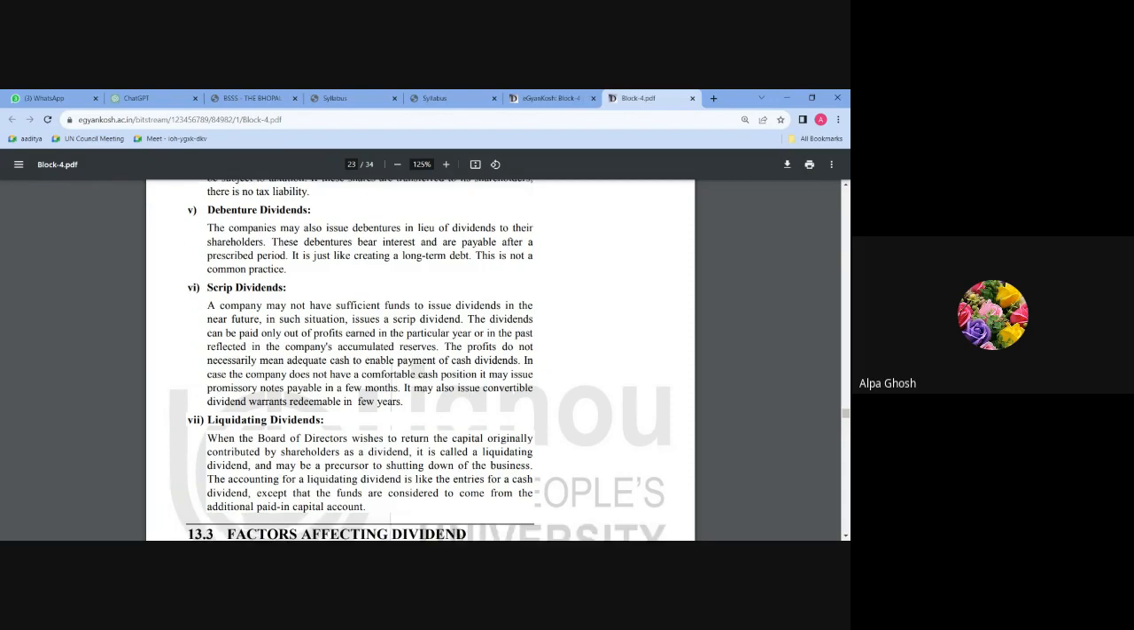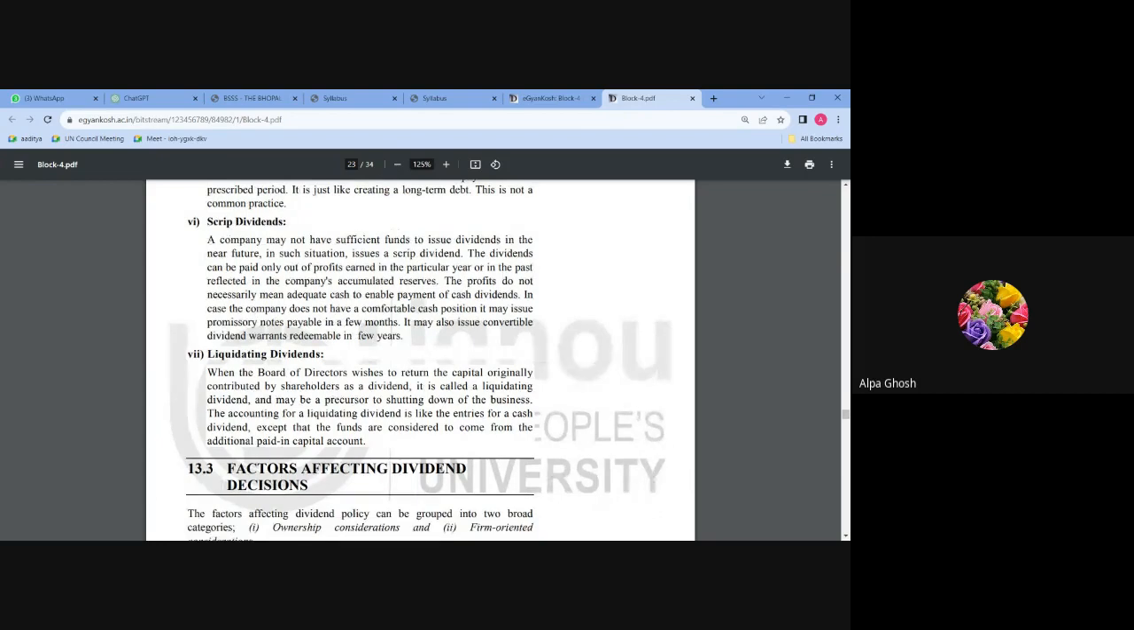Next, it is liquidating dividend. Liquidating dividend means that when the board of directors wishes to return the capital which was originally contributed as a dividend, it is called liquidating dividend.